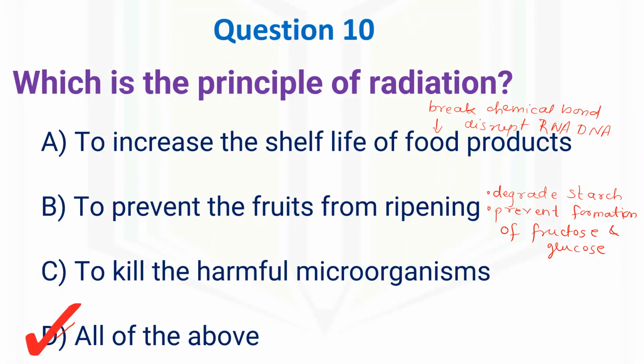It will also inhibit some of the enzymes which lead to the sprouting or which can cause some chemical reactions. So altogether, it will prevent the fruits from ripening or sprouting. It will inhibit the enzyme action. It will kill the microorganisms by disrupting the DNA and RNA from the cell structure, and altogether factors will contribute to the increase in the shelf life of the food product. So here the answer is all of the above.